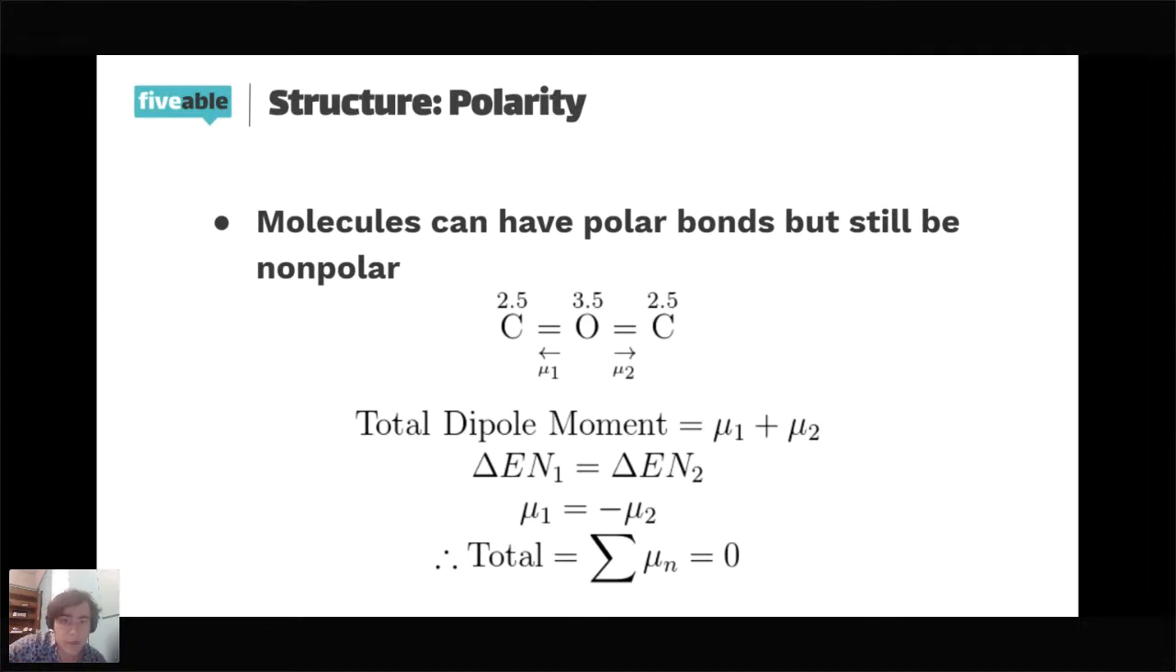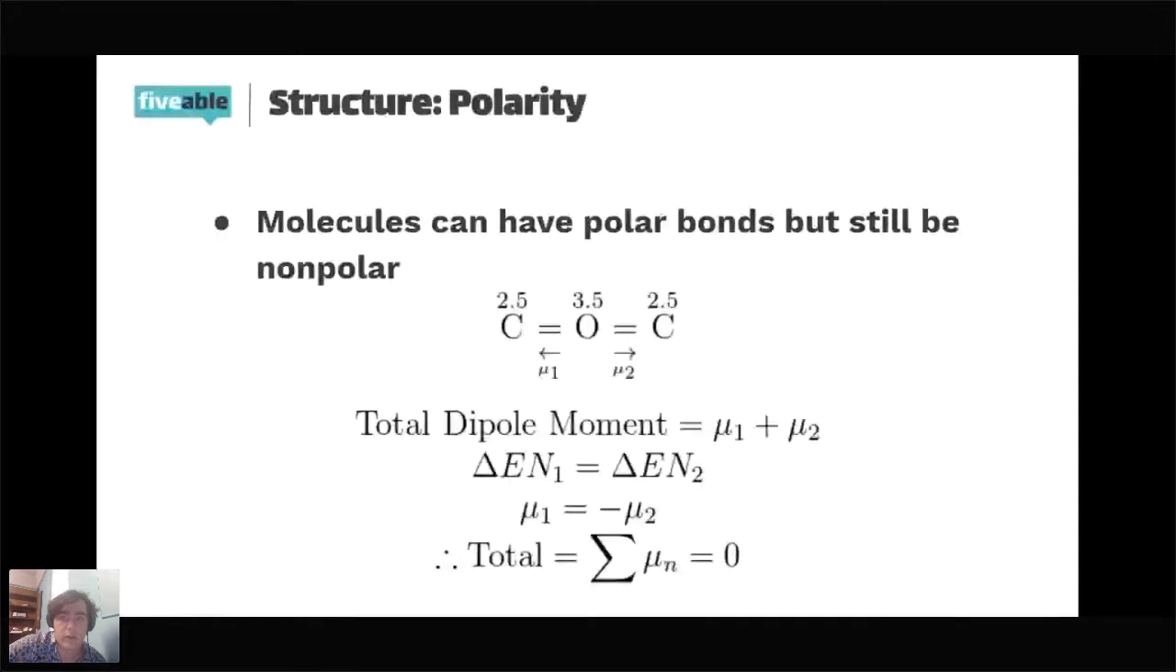So the total dipole moment is just the sum of the dipole moments, but because one's moving in an opposite direction, it's negative. So when you're adding two things that are equal to each other, that's what that big funny looking sigma means. That means sum, you're adding them together. They add to zero because they're equal to each other, but they have opposite signs.